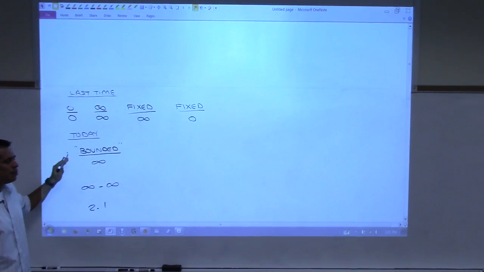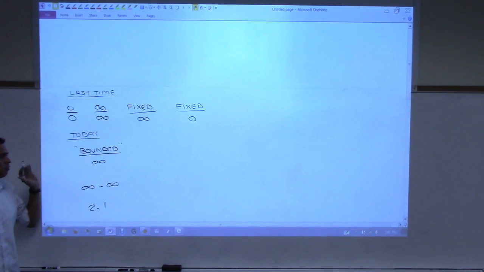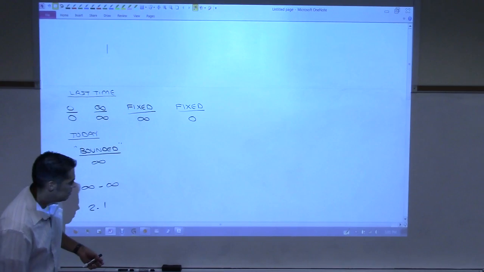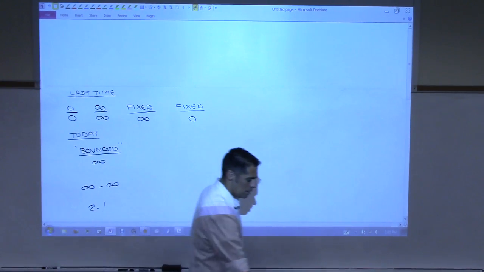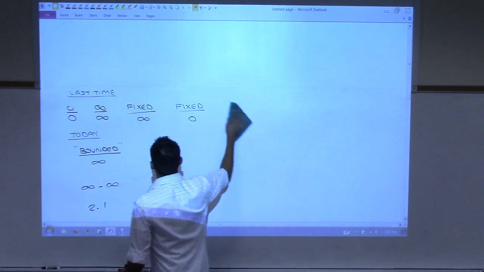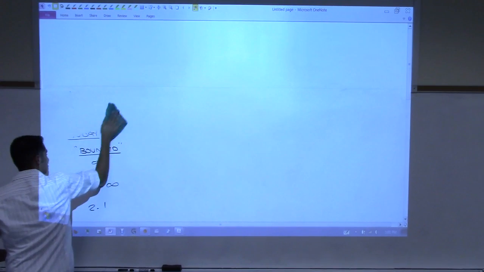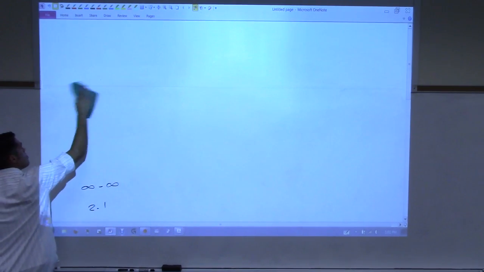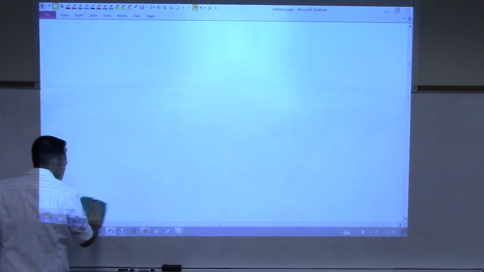What I did not get to finish, and what we're going to do today, is what to do when you see something bounded over infinity, and we have not looked at infinity minus infinity. If you did the homework and looked at the solutions, I actually did these, but since I didn't talk about them in class, I will address those. So let's first talk about bounded over infinity. Then we're going to do 2.1.